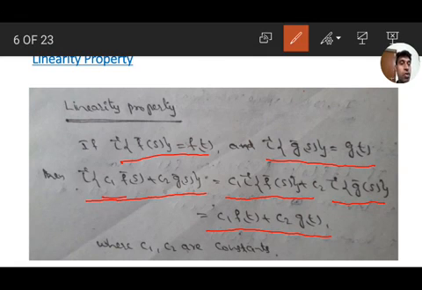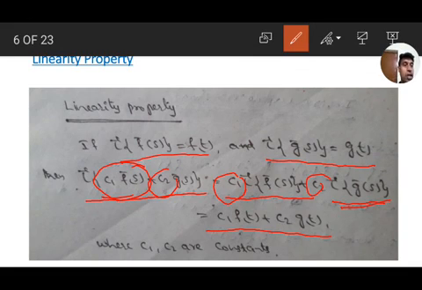It means c1 is the coefficient of f bar s, so c1 is the coefficient outside L inverse of f bar s. c2 is the coefficient outside L inverse of g bar s. If there is a third function, the same coefficients stay outside the inverse of the function.